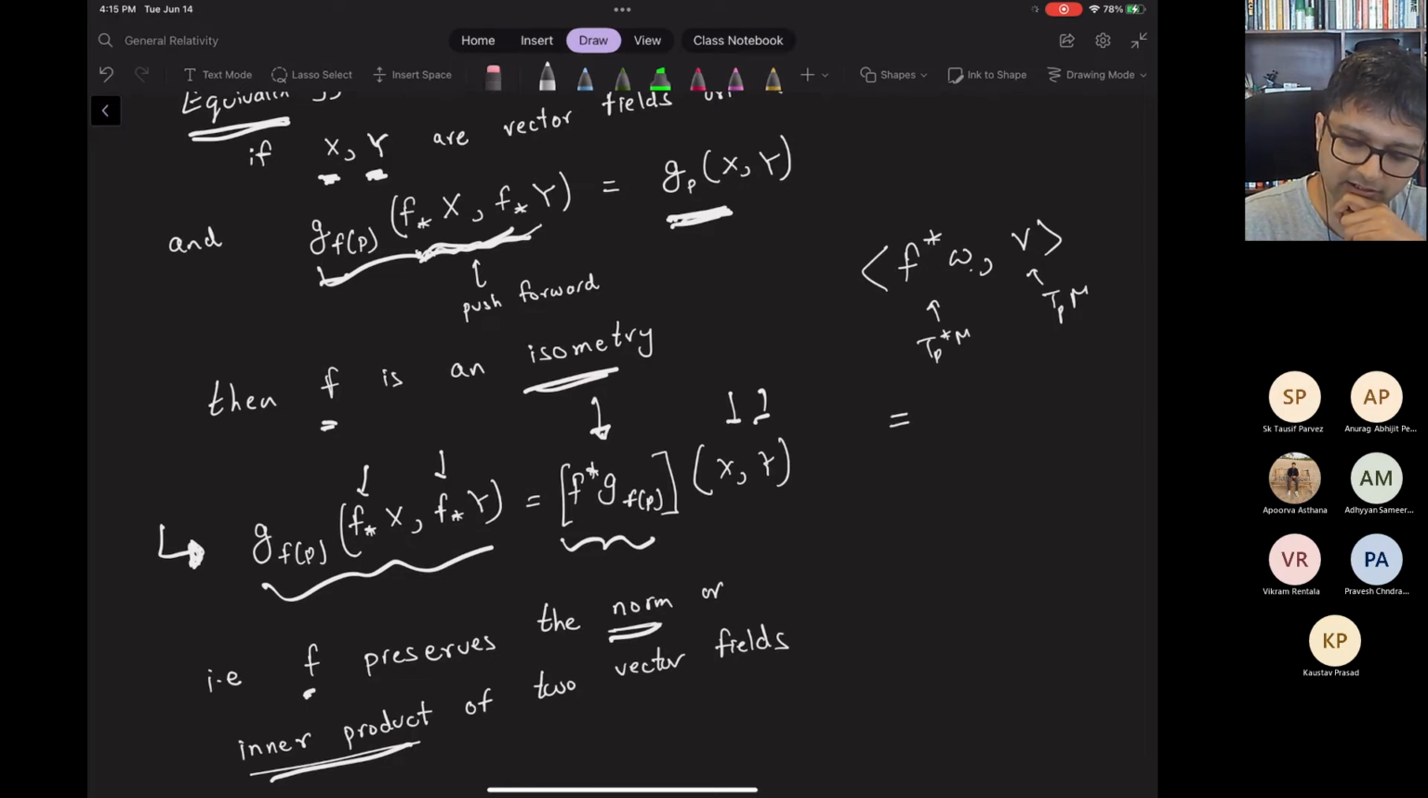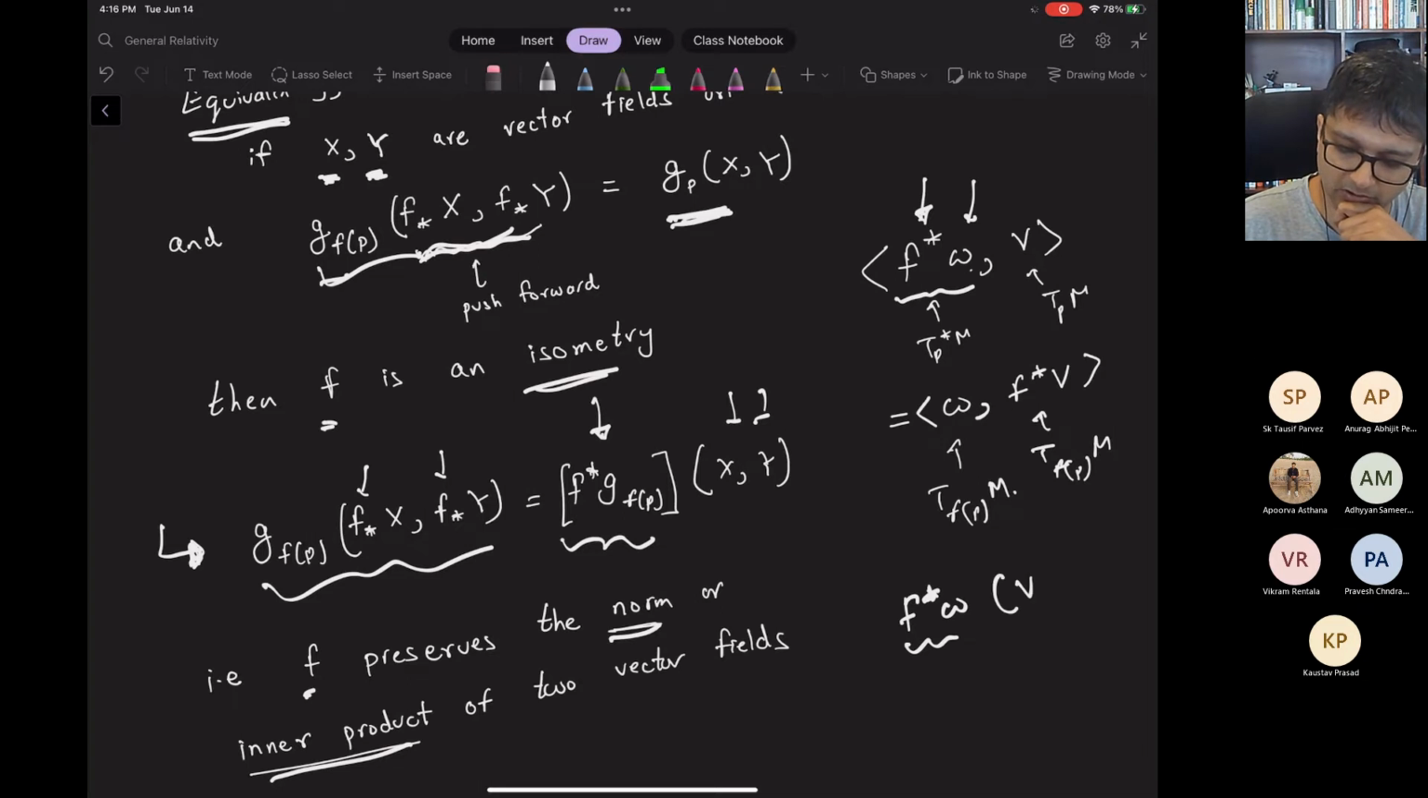This was defined as omega acting on the push forward of V, where these are now at T_f(p)M and T_pM. So this was kind of a definition of what we mean by the pullback map. Now, this I can think of as f star omega. A dual vector can be thought of as acting on a vector through this inner product.